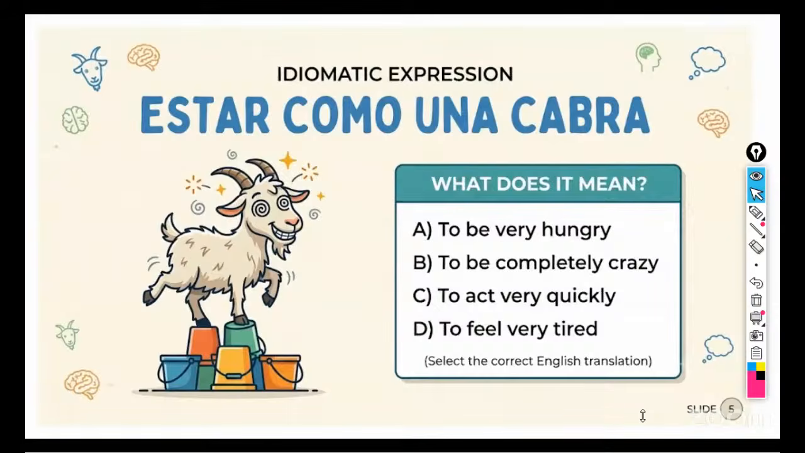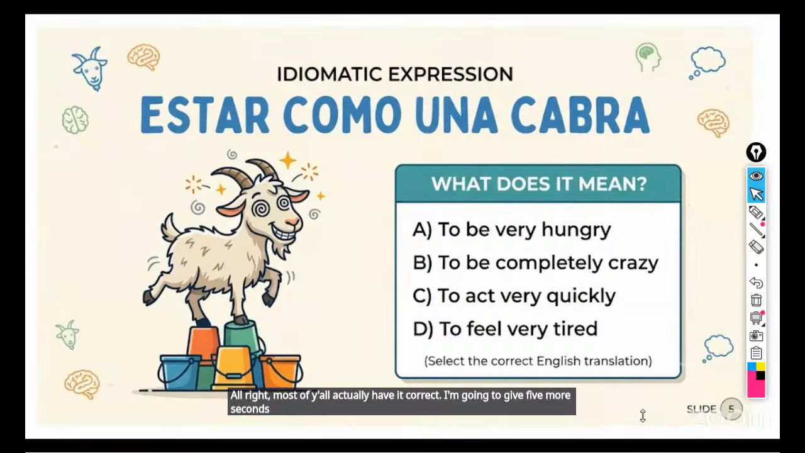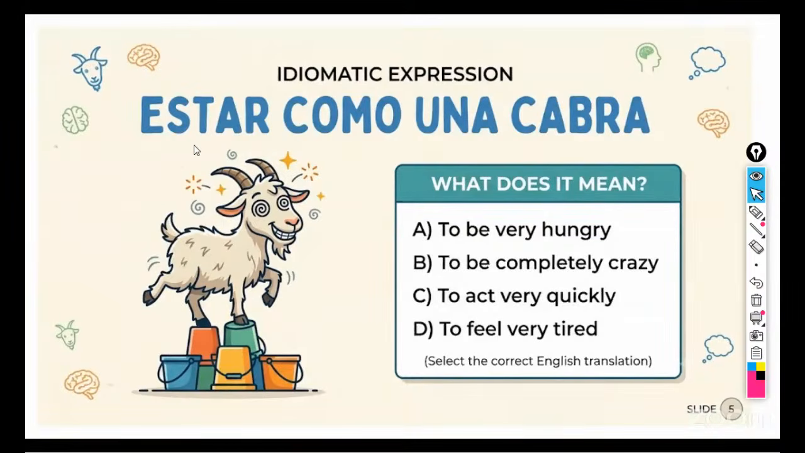All right, most of you actually have it correct. I'm going to give 5 more seconds, and there will be a few people who can't access the poll. They always are. I'm sorry. And these are the results. So the majority of people chose B, and yes, it does mean to be completely crazy.